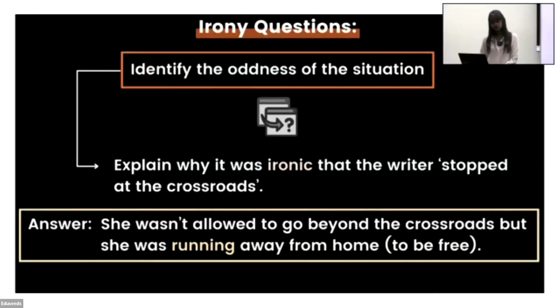So for example, explain why it was ironic that the writer stopped at the crossroads. So the answer: she wasn't allowed to go beyond the crossroads, but she was running away from home. This one, you have to read through the passage and understand what they are trying to say. You need to understand the oddness of the situation. Why did the particular character do this? Then you have to explain.